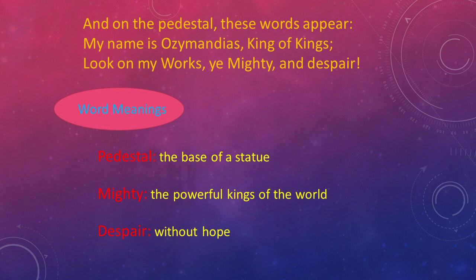Next, and on the pedestal these words appear. My name is Ozymandias, King of Kings. Look on my works, ye mighty, and despair. So here pedestal means the base of a statue. Mighty means the powerful kings of the world. Despair means without hope.